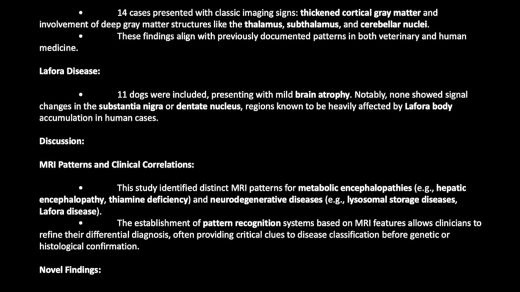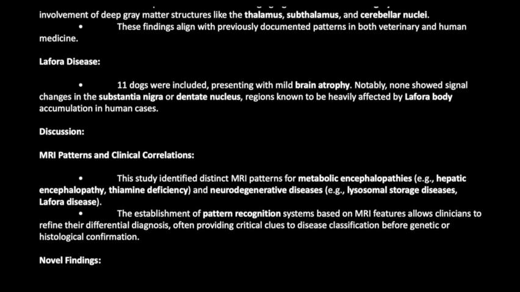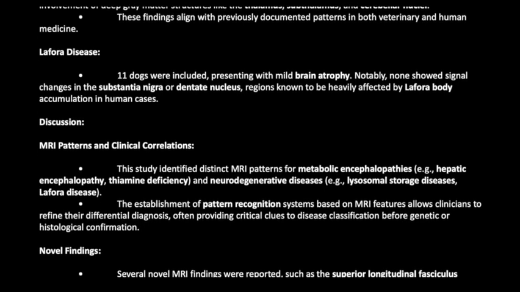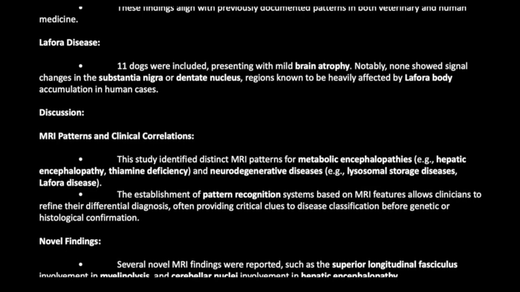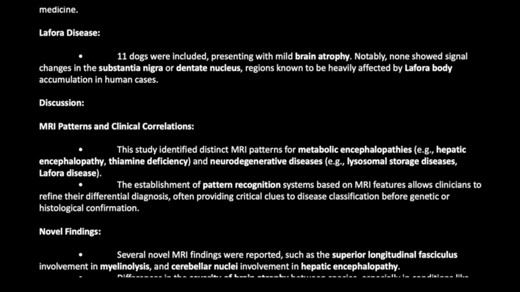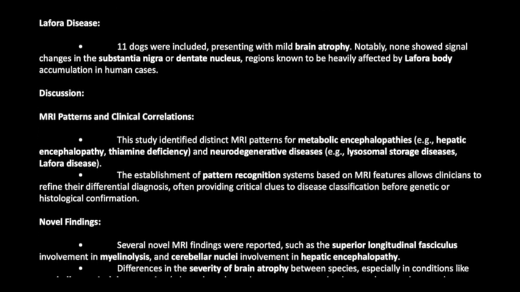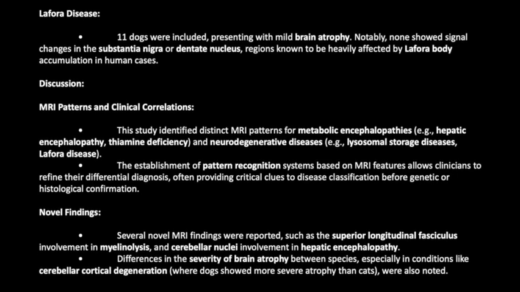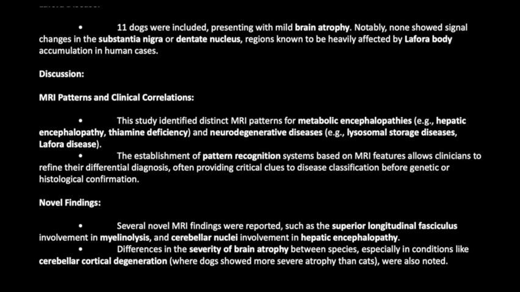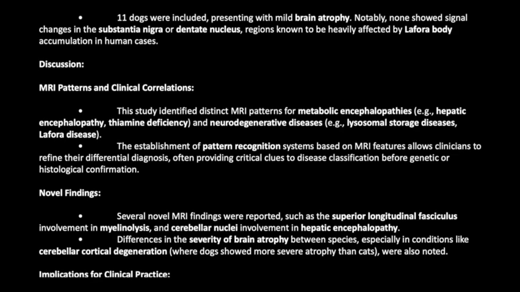Novel findings: several novel MRI findings were reported, such as the superior longitudinal fasciculus involvement in myelinolysis, and cerebellar nuclei involvement in hepatic encephalopathy. Differences in the severity of brain atrophy between species, especially in conditions like cerebellar cortical degeneration, where dogs showed more severe atrophy than cats, were also noted.